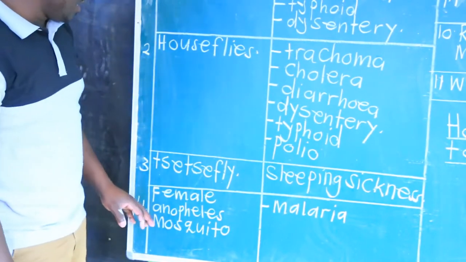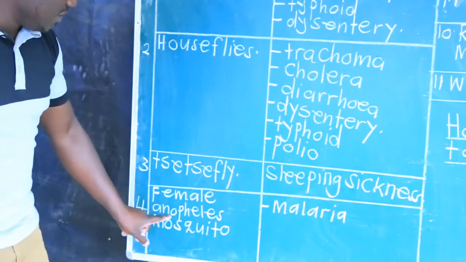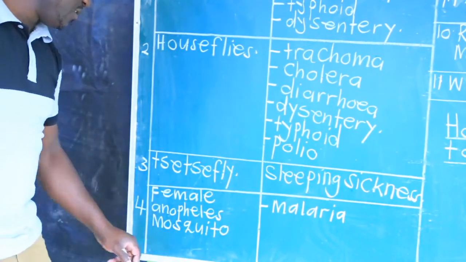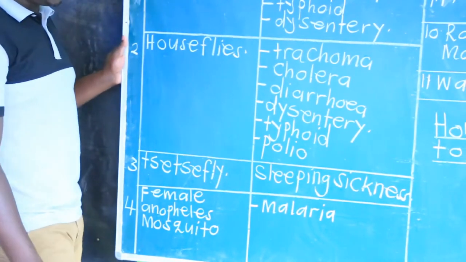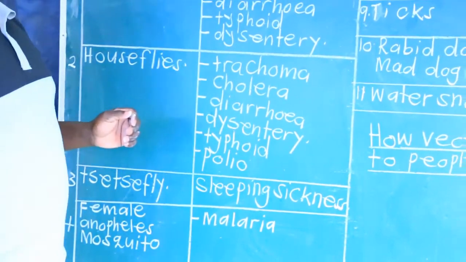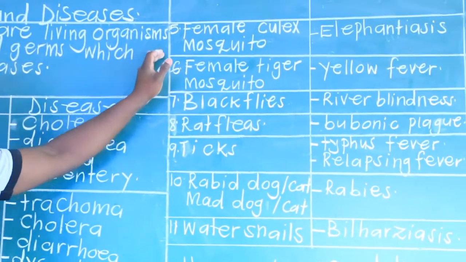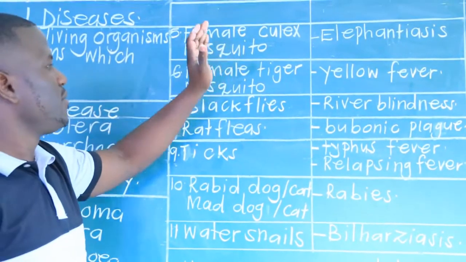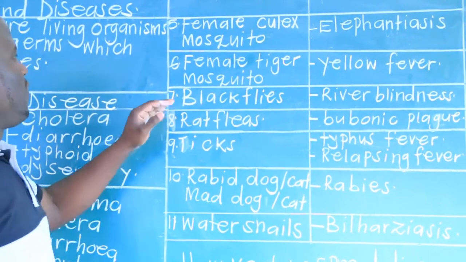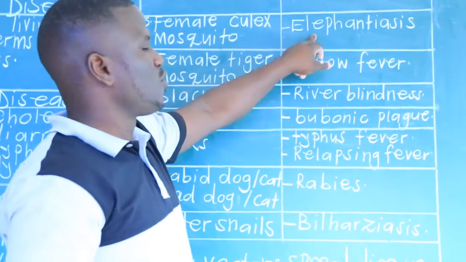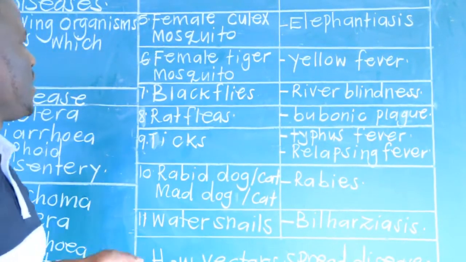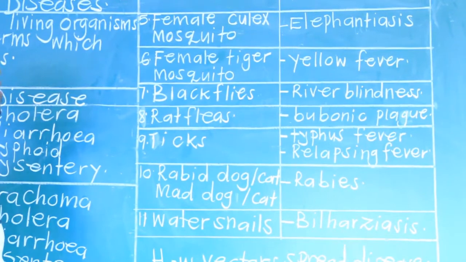Then vector number 4 is female Anopheles mosquito. Female Anopheles mosquito spreads a disease called malaria. Then number 5, we have female Culex mosquito. Female Culex mosquito spreads a disease called elephantiasis.